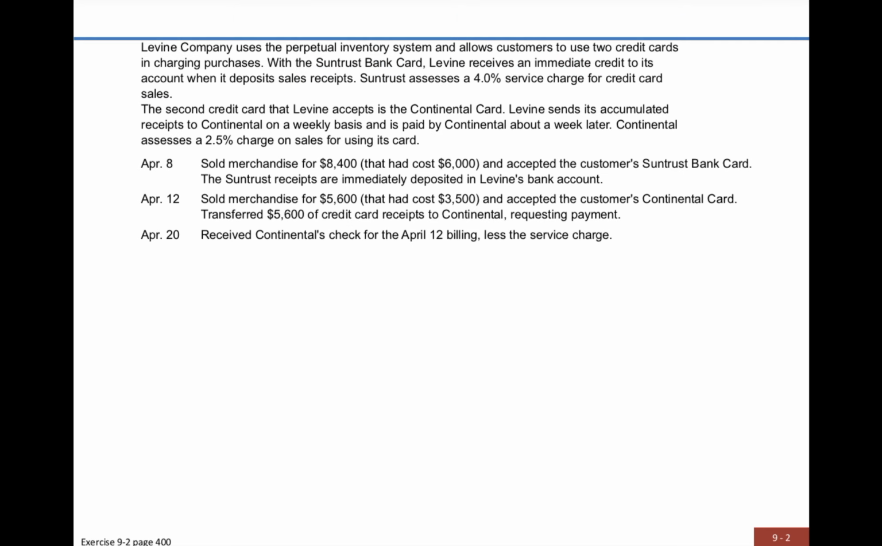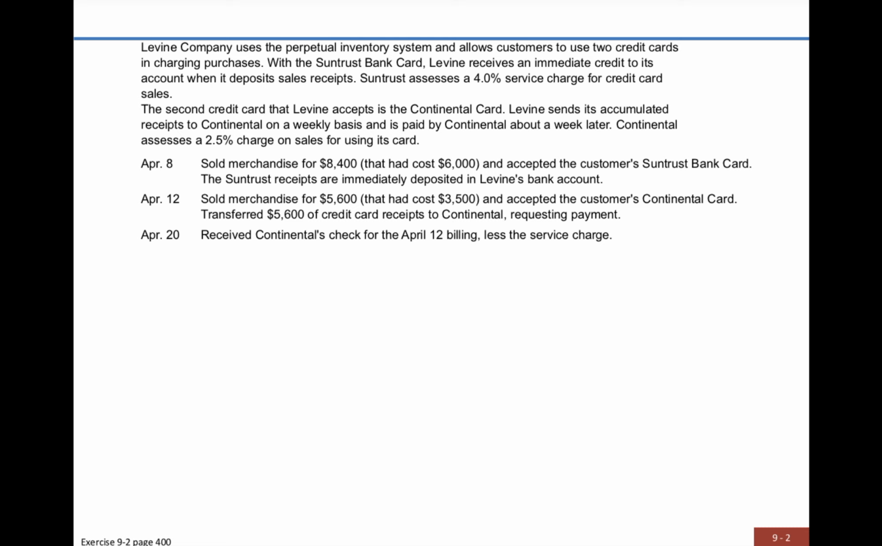Alright, I'm going to walk through a couple of problems here from the accounts receivable chapter. First question here, Levin Company uses the perpetual inventory system and allows customers to use 2 credit cards in charging purchases. With the SunTrust Bank card, which is one of them, Levin receives an immediate credit to its account when it deposits sales receipts. SunTrust assesses a 4% service charge for credit card sales, which we would also recognize immediately.